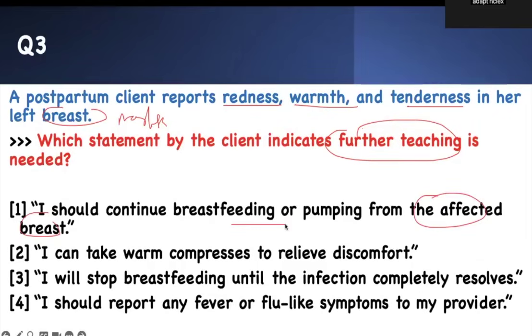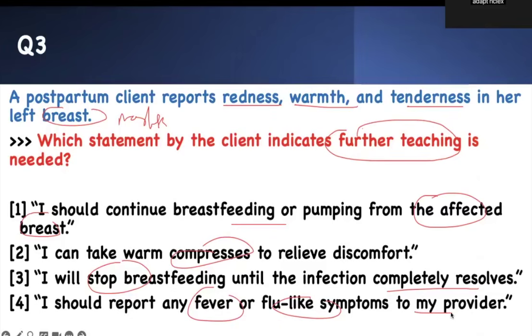Option 2: I can take warm compresses to relieve discomfort. She is saying warm compresses will give comfort. Number 3 said, I will stop breastfeeding until the infection has gone away. Number 4 said, I will report any fever or flu-like symptoms to the provider. The key is when you have mastitis. The maternity concept when you have mastitis is to keep on allowing breast flow. Which answer choice improves breast flow?